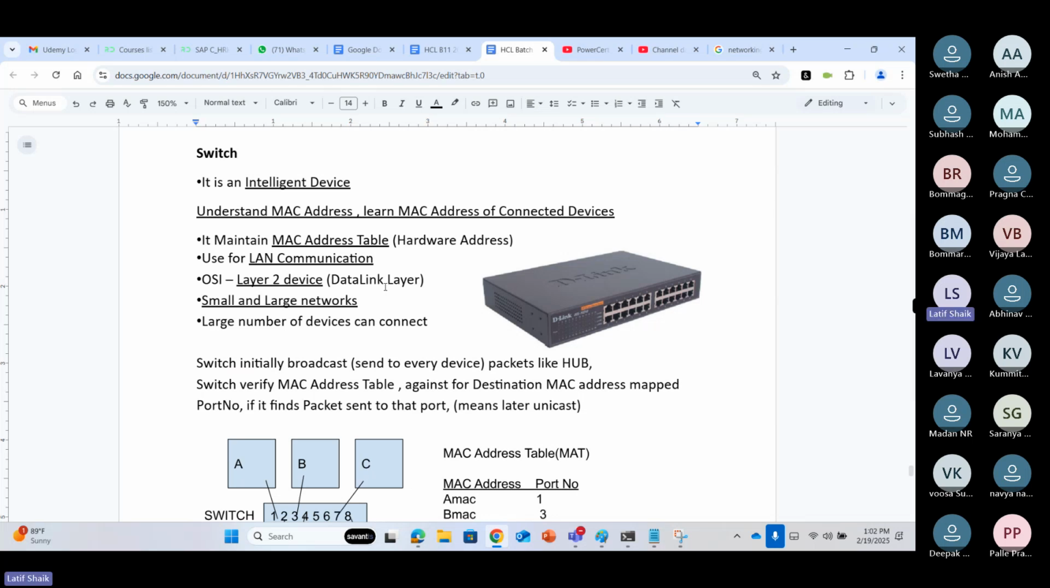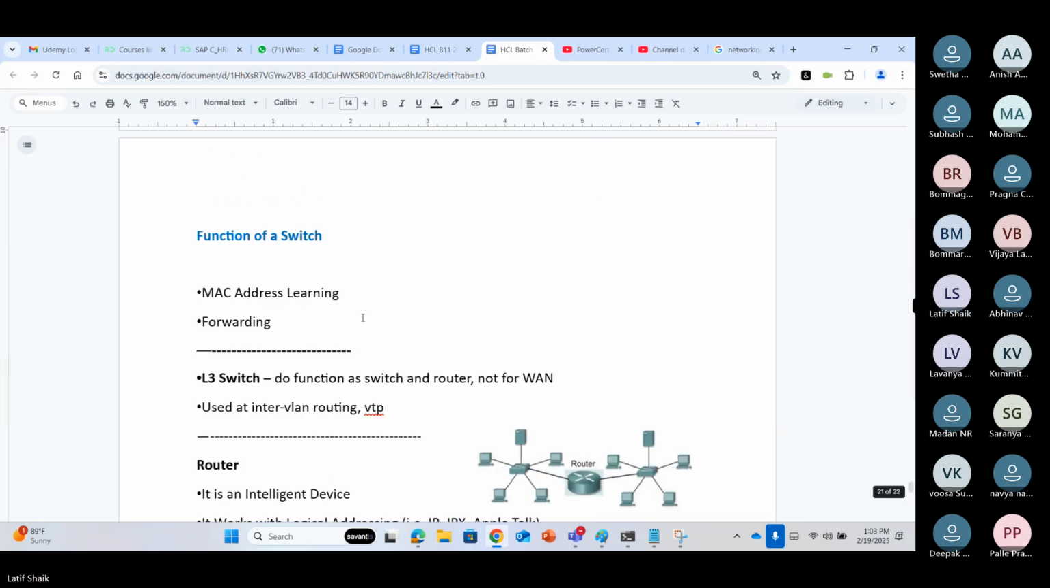When devices are communicating, the switch will learn the MAC address of the source system and map it into the MAC address table. It checks the destination MAC address of the packet in the MAC address table. If it is found, unicast; if not found, broadcast. It is used in both small and large networks. It understands MAC addresses, and it maintains a MAC address table to unicast the packets.